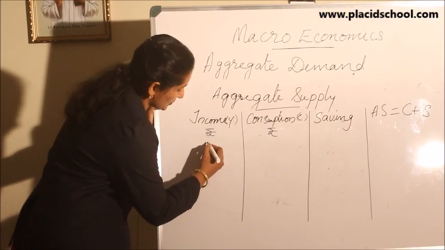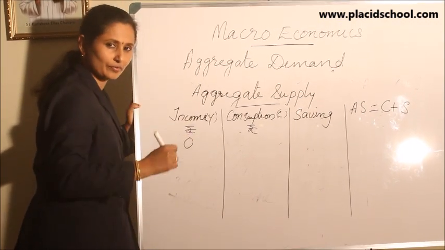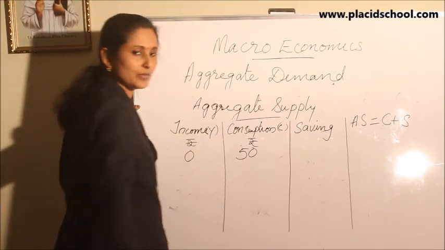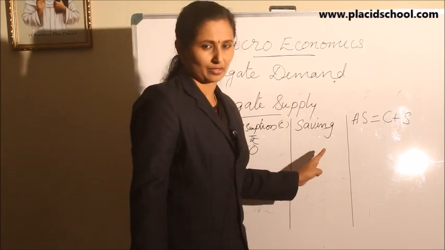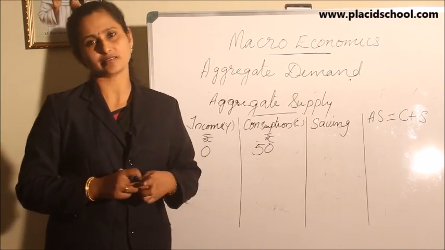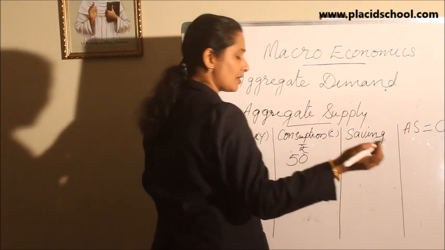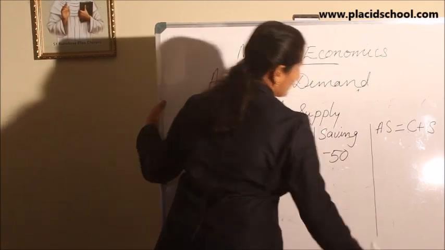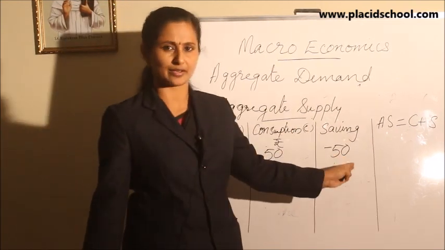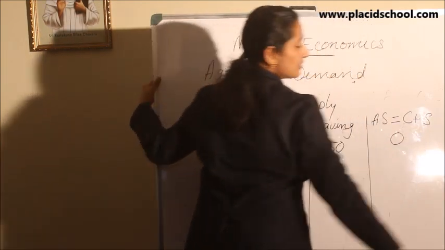The initial level of income, 0 level of income. We have already seen that even at 0 level of income, people need some money to buy the necessities of life. So the consumption at this level of income is 50 rupees. There is no saving, actually de-saving. People meet this consumption expenditure from their past saving. So, at this 0 level of income, minus 50 is the saving, de-saving. This concept is known as de-saving. Aggregate supply is the sum total of consumption and saving. So, 50 plus minus 50, aggregate supply here is 0.